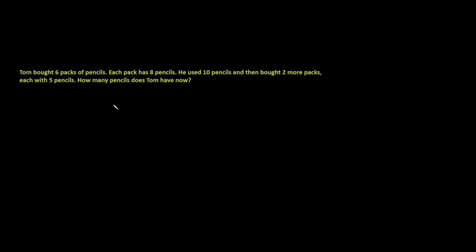So when given word problems like this involving order of operations, it's best to find an expression that the question is giving us. So first, let's see. Tom bought 6 packs of pencils. Each pack had 8 pencils. So to figure out how many pencils he bought originally, this can be given by the expression 6 times 8. So this is the original amount of pencils that he had. He then used 10 pencils. So we're going to subtract 10 since 10 of the pencils will be used.